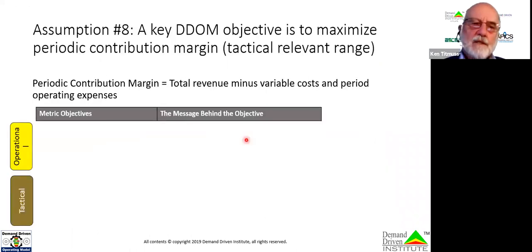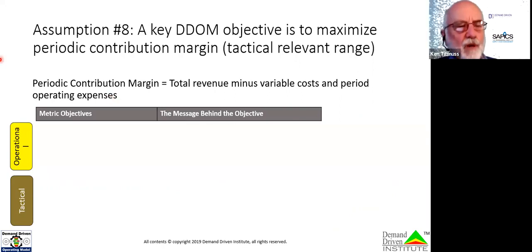which brings us to assumption number 8. The key DDOM objective is to maximize periodic contribution margin in the tactical relevant range. What is periodic contribution margin? It's the total revenue minus variable costs and period operating expenses. And we look at the true variable costs here.